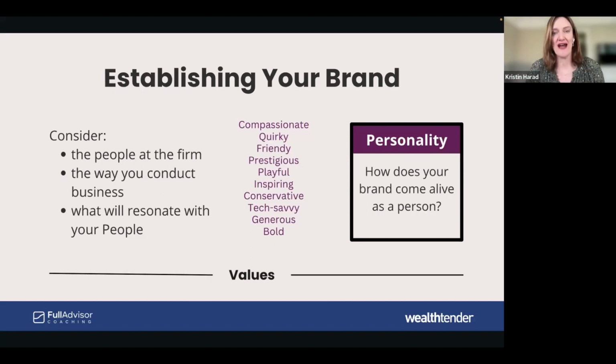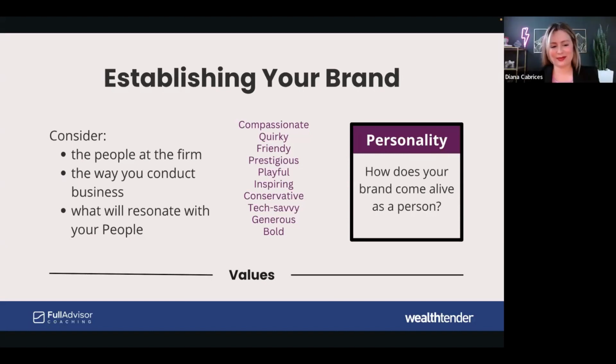And so I have lists of hundreds of descriptors. I put a few here of potential personality traits, right? Quirky, friendly, conservative, generous, bold. There are literally hundreds of words that we could get to. But a lot of times this is where your values can come into play too, right? Because they'll inform the personality that you want. So I think this is kind of a fun piece.